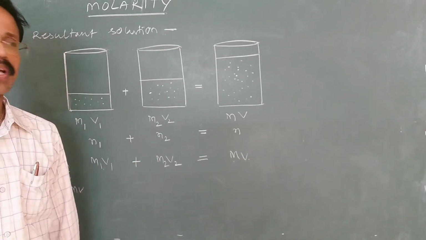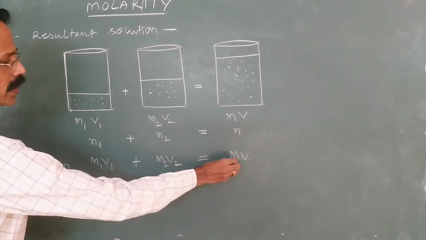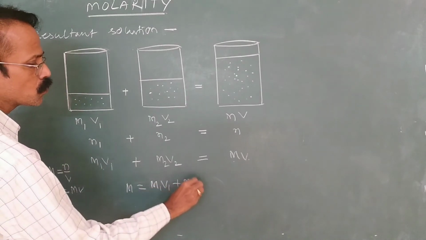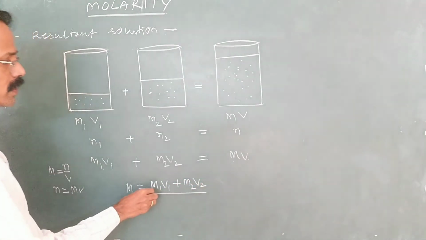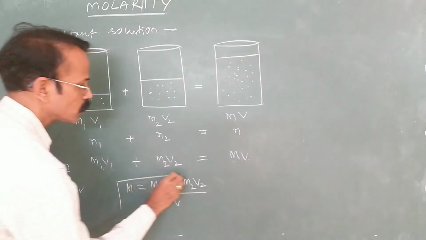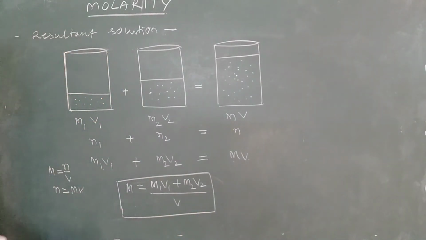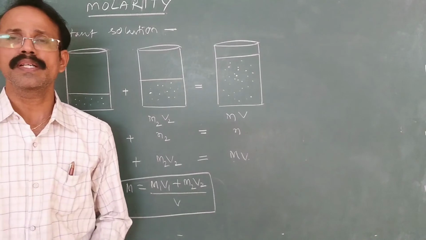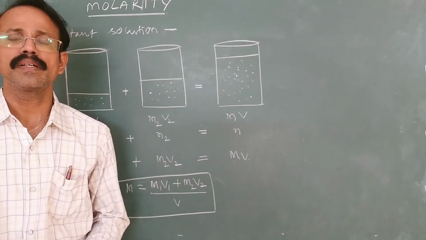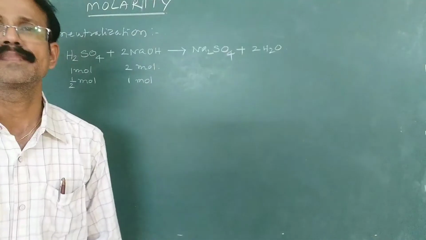Now, what is the molarity of the resulting solution? The molarity of the resulting solution, M, is equal to M1 V1 plus M2 V2 divided by V. So molarity is equal to M1 V1 plus M2 V2 by V. Okay, so this is how the molarity of the resulting solution is obtained, that is formed by mixing two solutions of the same solute but with different concentrations and volumes.